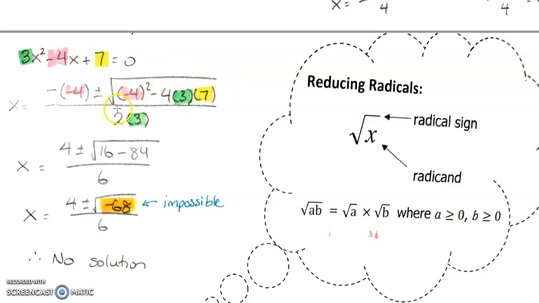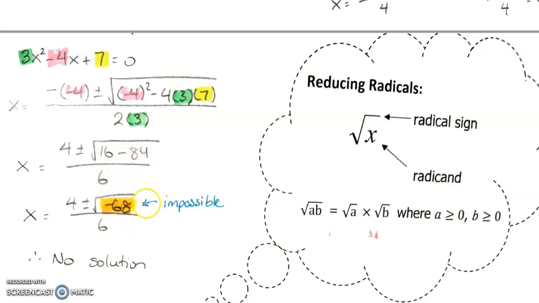And when I started working on the stuff under the square root, I got a 16 here, and for 4 times 3 times 7, I got 84. When I subtracted those, I got a negative number.